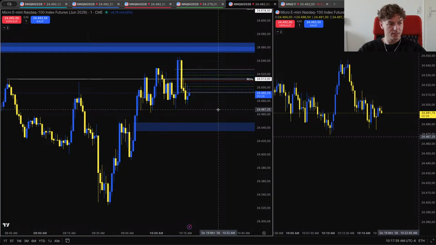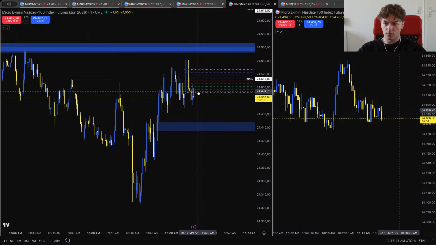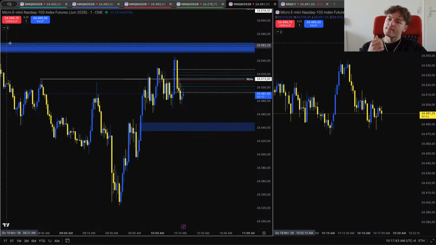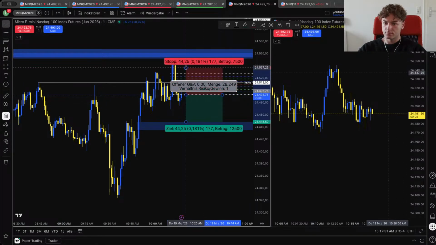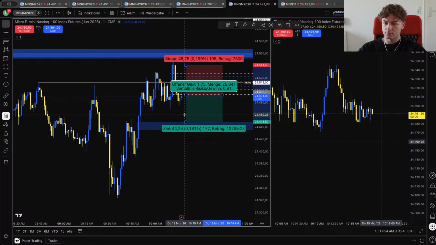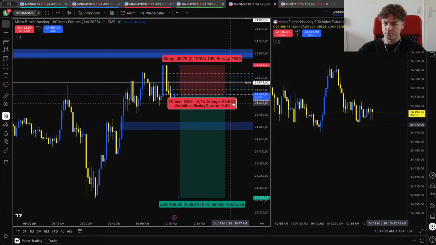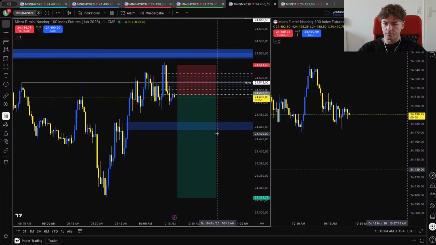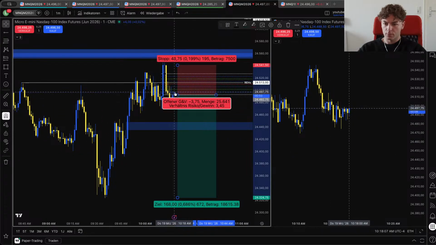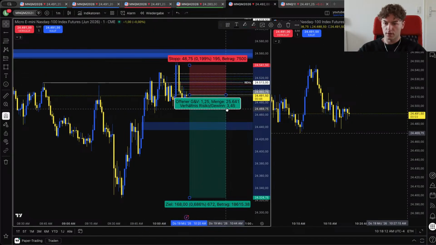It's 10:17. Am I shorting now or am I waiting for more confirmation? That's a question, because that looks like a low risk sell, smart money sell model.